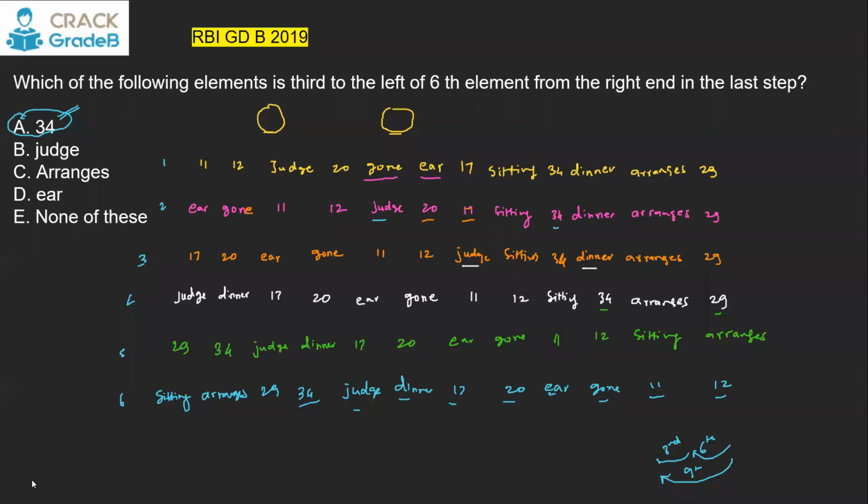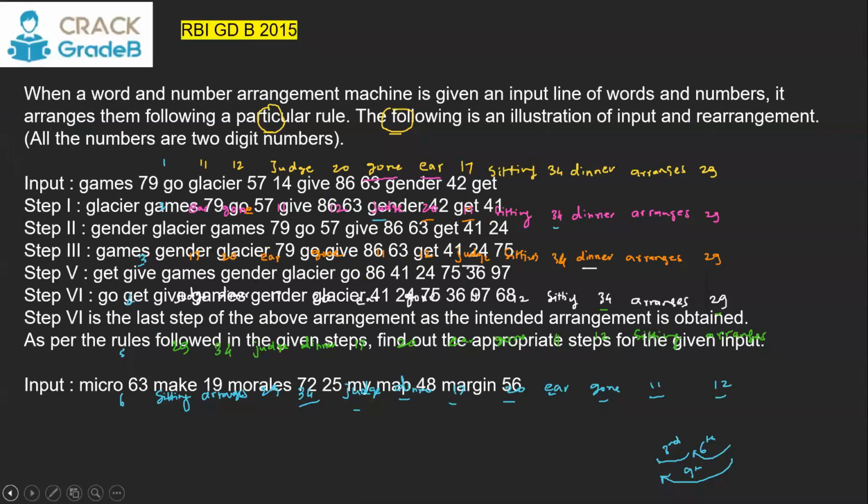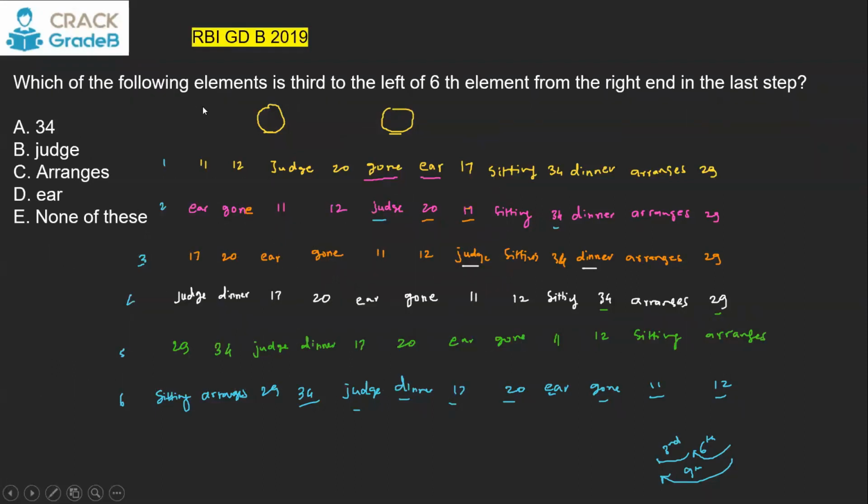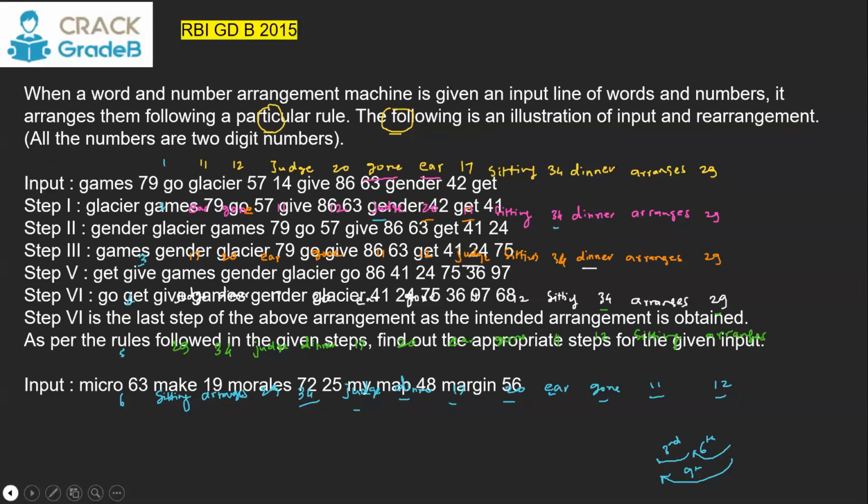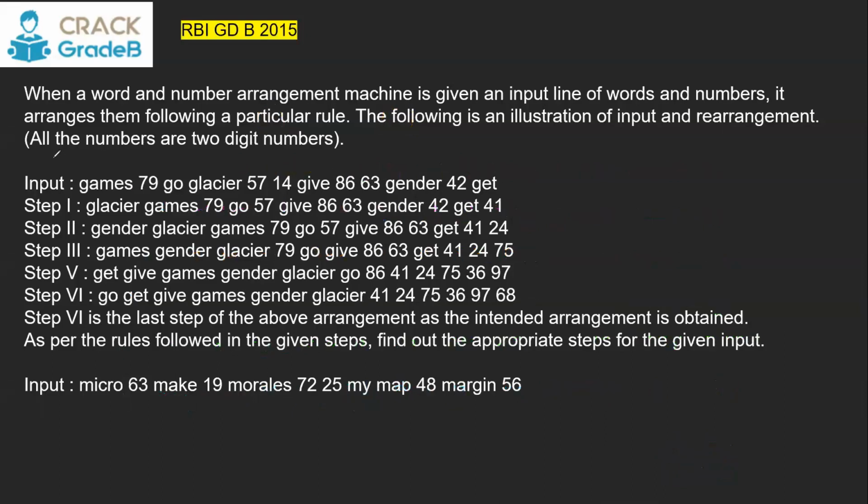Next. Okay, so this is another set for practice. That is from 15. You can do practice, and it is again the same. Even if you observe the pattern, it is the same question. Let's just discuss quickly the pattern. What are the changes happening? Questions can be solved easily this way.